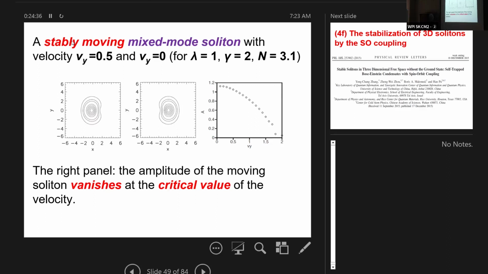A similar effect is observed for the semi-vortices, but for semi-vortices, this critical velocity is extremely small. So practically speaking, they are immobile objects. They cannot be set in motion. Mixed modes are more robust objects. One can push them, one can apply a kick, and they will agree to move up to some critical velocity.